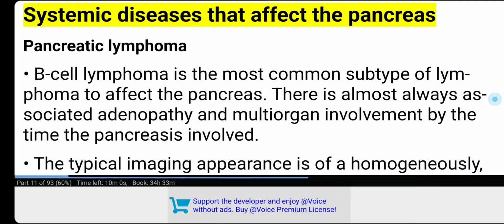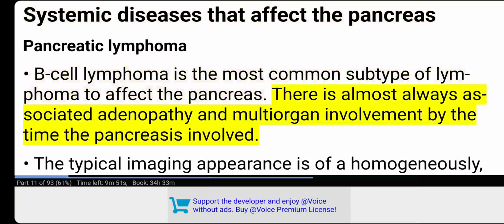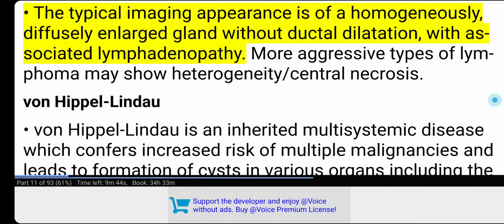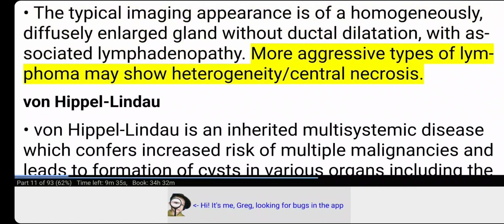Systemic diseases that affect the pancreas. Pancreatic lymphoma. B-cell lymphoma is the most common subtype of lymphoma to affect the pancreas. There is almost always associated adenopathy and multi-organ involvement by the time the pancreas is involved. The typical imaging appearance is of a homogeneously, diffusely enlarged gland without ductal dilatation, with associated lymphadenopathy. More aggressive types of lymphoma may show heterogeneity and central necrosis.